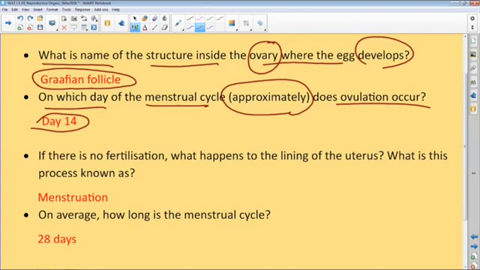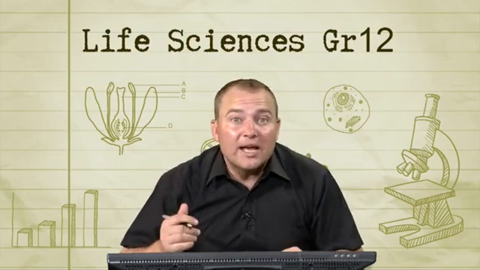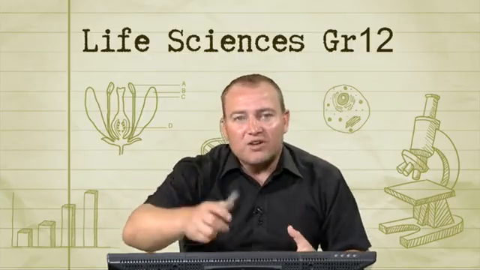Next one. If there is no fertilization, what happens to the lining of the uterus? Of course, it breaks down and leaves out the vagina, and that's called menstruation. Okay, the blood leaving is called menstruation. It's part of the menstrual cycle. Okay, and then the last one, on average, how long is the menstrual cycle? Of course, we said 28 days. That means halfway through is where ovulation happens, the releasing of the egg, which is very, very important.